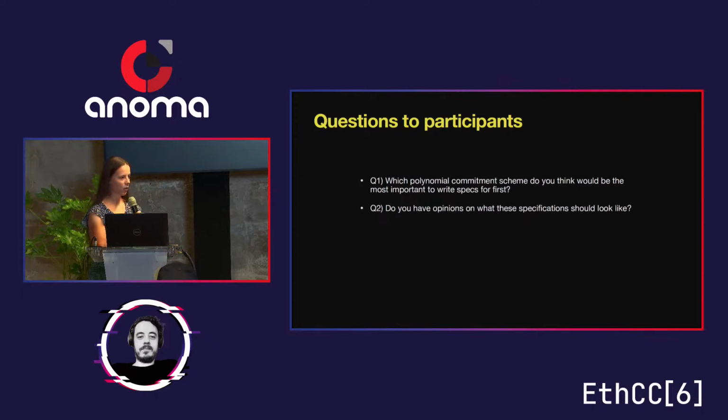So obviously, we've got quite a lot of choices here. Does anyone have any opinions on which polynomial scheme they think it would be important to write specifications for first? Do you think it would be better to have, for example, something with a big proof, but no trusted setup? Or do you think it would be better to have a small proof and a trusted setup?